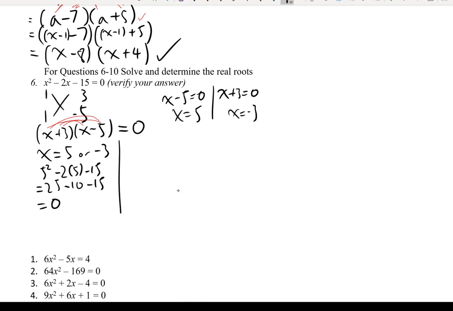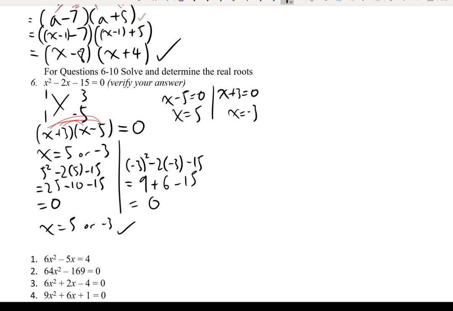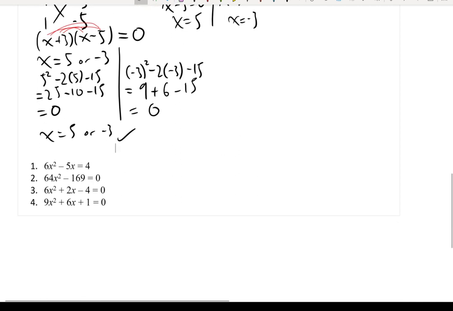And then let's check for negative 3. Negative 3 squared minus 2 times negative 3 minus 15, and that will be 9. Minus times minus will be plus 6, and then minus 15 equals to 0, so they are both correct. And so x equals to 5 or negative 3. Okay, so you verified your answer for question 6. Moving on to question 7.